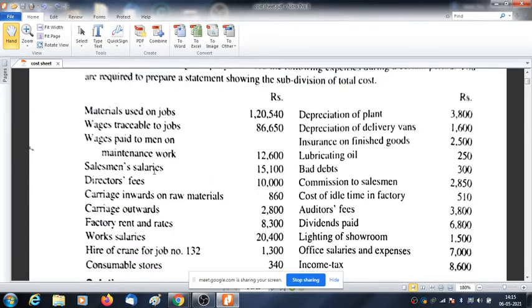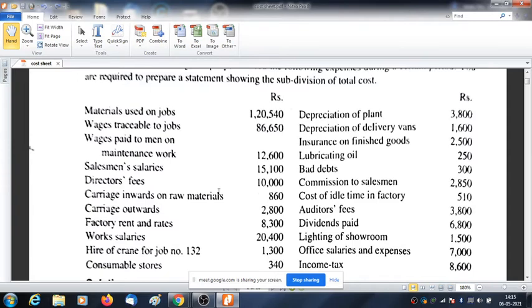Salesman salary, as the name suggests, it would come under selling and distribution expenses. Okay. Next comes director's fees, under which head would it come? This is also the selling and distribution expenses.